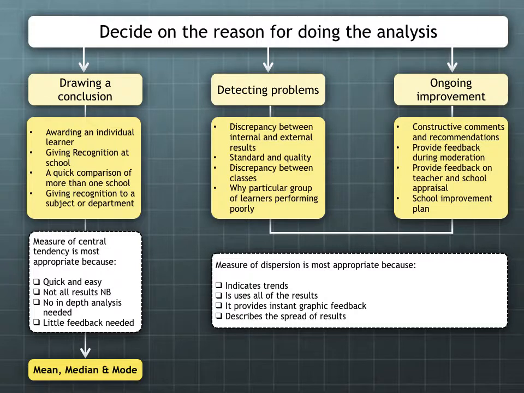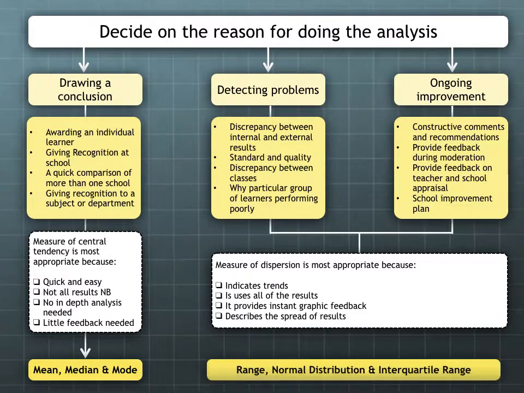So in both these cases where you're looking to detect problems or to improve, you should be looking to use a measure of dispersion. And this is the most appropriate because this indicates trends. It uses all of the results. It provides instant graphic feedback as a basis for discussion, and of course indicates where improvement or possible improvement can be looked at. And what's wonderful about this method as well is it describes the spread of results in a specific way or precise way. So here you're looking at methods such as range, using normal distribution, or interquartile range. So those are the three that you'd use for looking at detecting problems or ongoing improvement.